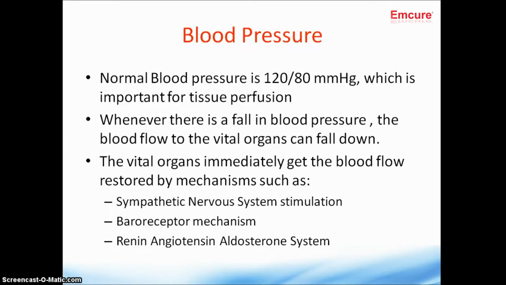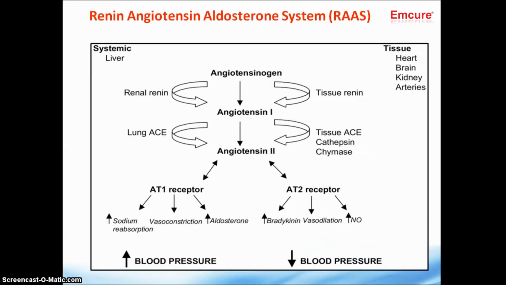Second, you have the baroreceptor mechanism. And the third, which we are going to discuss today, is the renin-angiotensin-aldosterone system. Well, as we know about this system, a number of times we have heard this. Whenever we talk about the various antihypertensive drugs, we talk about the renin-angiotensin-aldosterone system, the RAS pathway.